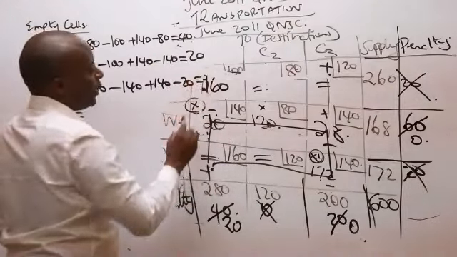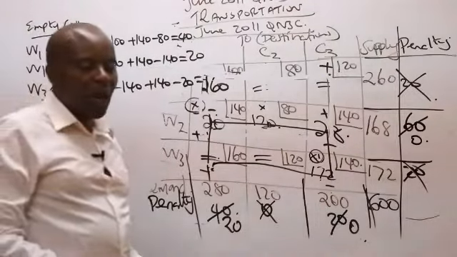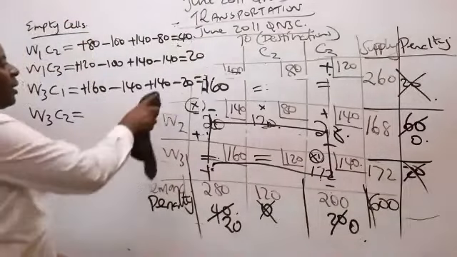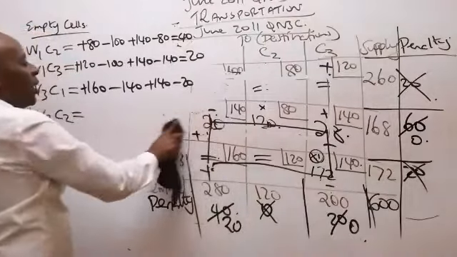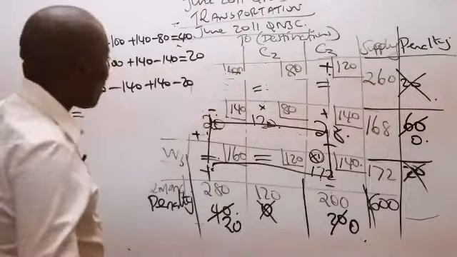So can somebody give me this answer really? Second last. Can somebody give me this answer? They are called shadow prices.